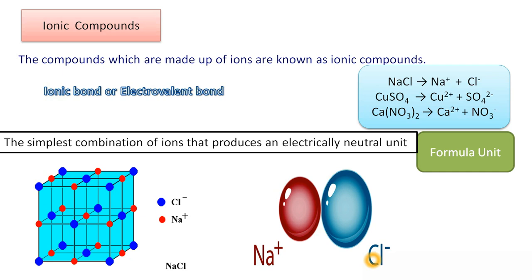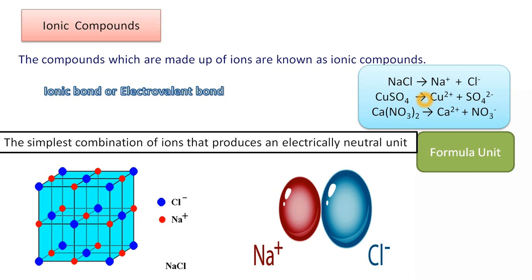Same goes for every ionic compound. Every ionic compound is made of a large number of positively charged ions and negatively charged ions. But when we write the simplest formula, see, you are writing here the simplest formula, copper sulfate. So this is not the actual formula, this is the simplest formula, and this is known as formula unit.